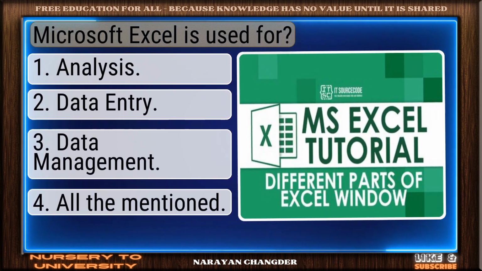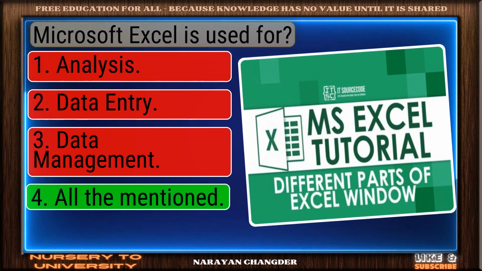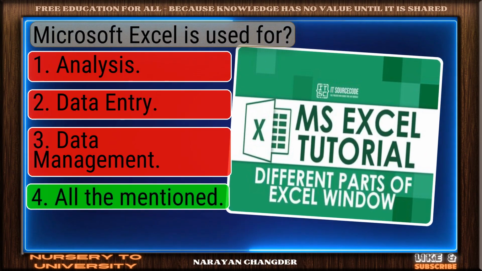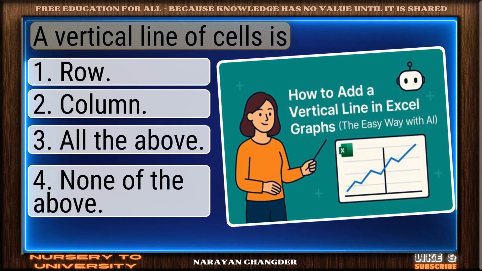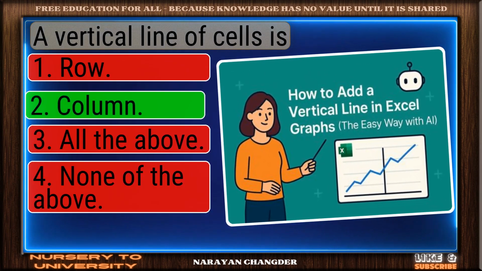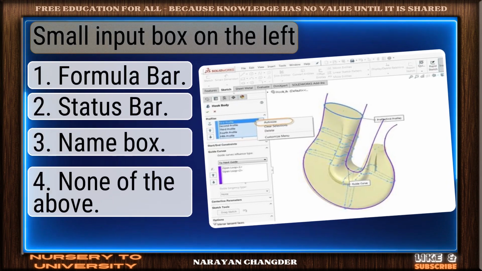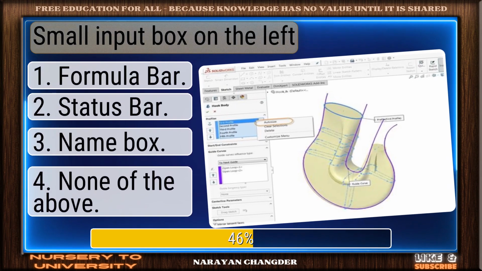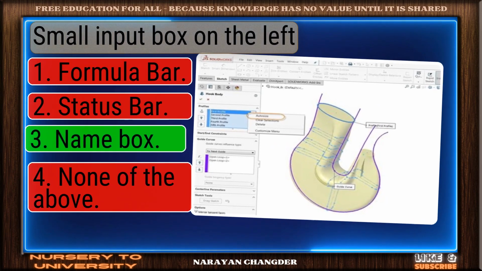Microsoft Excel is used for. You're right. All the mentioned is the correct answer. A vertical line of cells is. Nice work. You chose column and it is correct. Small input box on the left. Great job. Name box is the accurate answer.